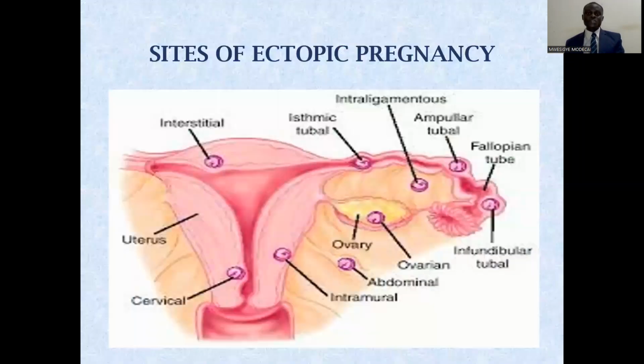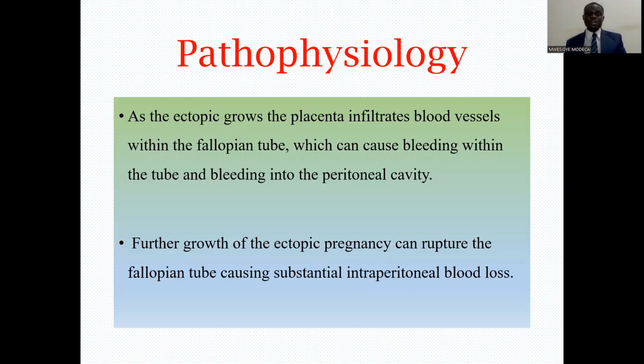Some simple pathophysiology about ectopic pregnancy: as the ectopic grows, the placenta infiltrates blood vessels within the fallopian tube, which can cause bleeding within the tube and bleeding into the peritoneal cavity. As this ectopic pregnancy grows within the tube, it is going to enter into the blood vessels that are in the tube, and it will later cause bleeding. Eventually this bleeding will be within the tube and also the peritoneal cavity.